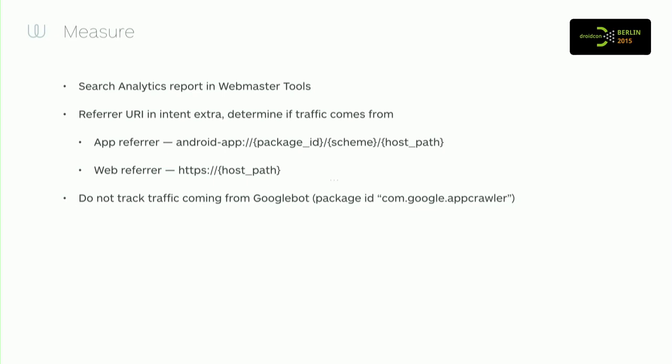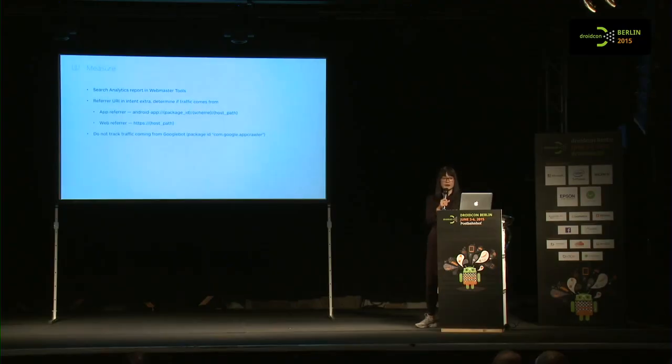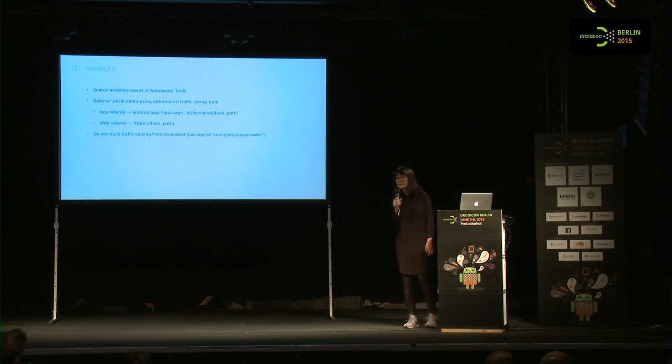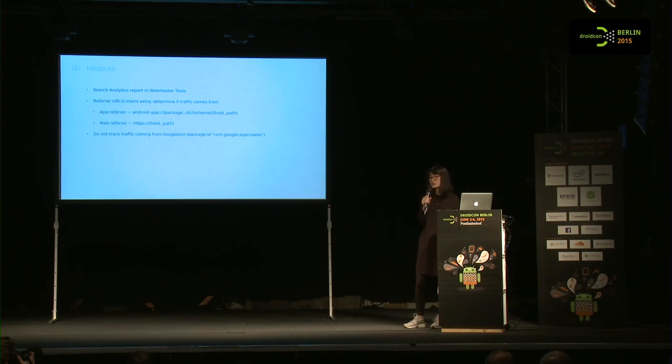And of course, it's important to measure the performance of your app deep links. So Webmaster Tools provides a very good search analytics report for your app, but you can also use the referrer information in the intent extra. The referrer extra is a URI, which can be either app referrer or web referrer. So if it's an app referrer, you know your app was opened by another app. If it's a web referrer, it was opened from a website, which also includes Google search. So you can then match the Google host in the host path.